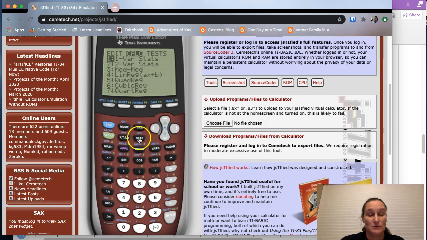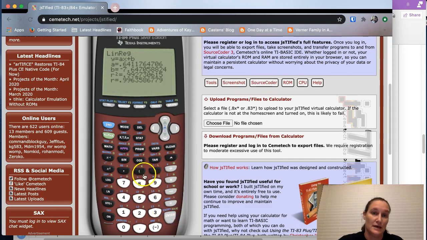Once you enter the data in list 1 and list 2, you go to stat, calc, and you do linreg. This is an older calculator, so it's not going to pop up with the menu, but in the menu it'll ask you for X list, Y list, and then you just hit calculate. Since this is an older calculator, I'm just going to hit enter on number 4 and enter again.